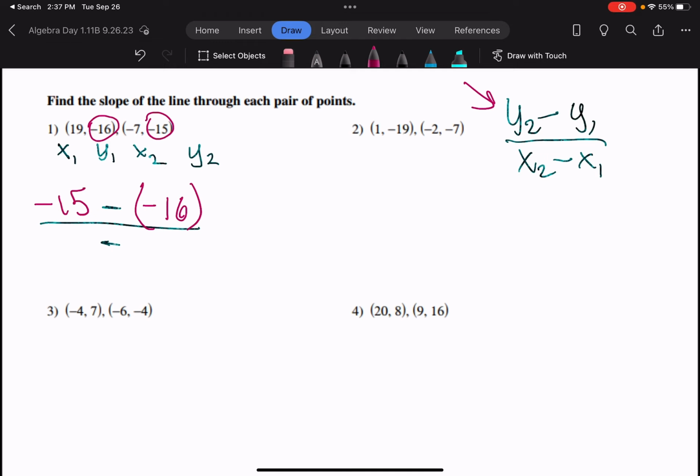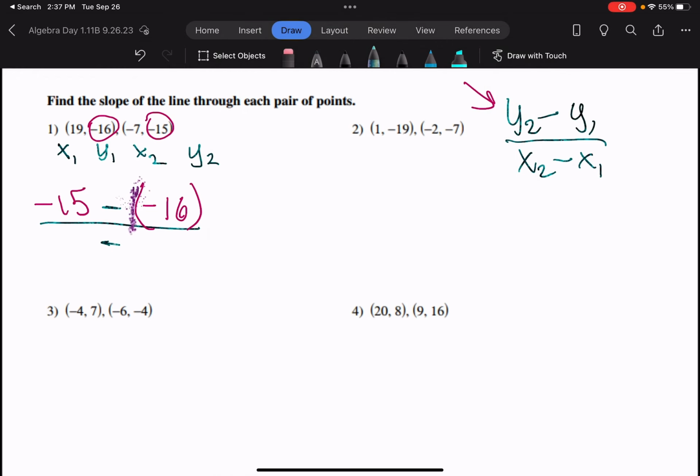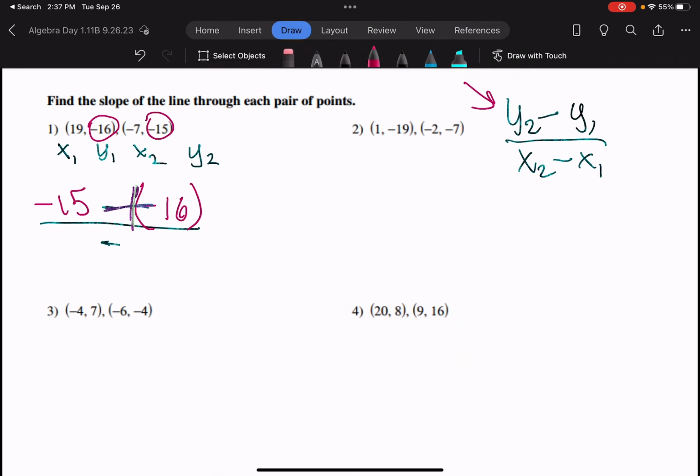What happens then is when we have a minus, a negative number, subtracting, this kind of looks like it too. I like to think of it as this is like a plus sign right here. So that becomes a positive. And then down below in the denominator, we're going to have x sub 2, which is negative 7, minus 19. All right. So now we have negative 15 plus 16. That's going to give us 1 over negative 7 and negative 19.